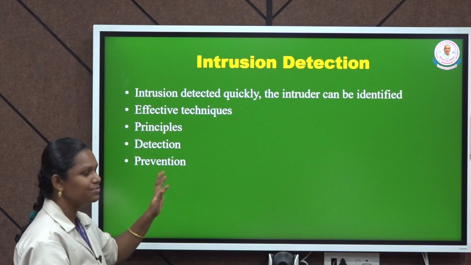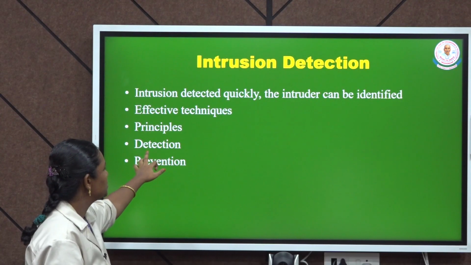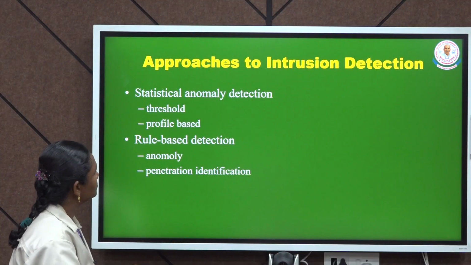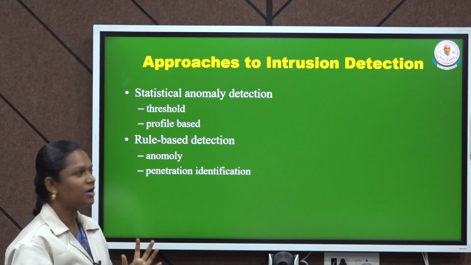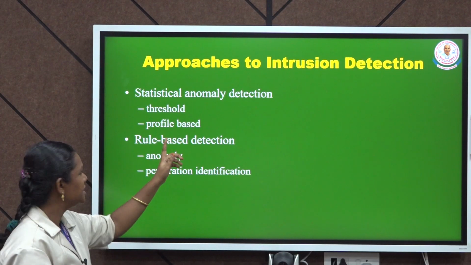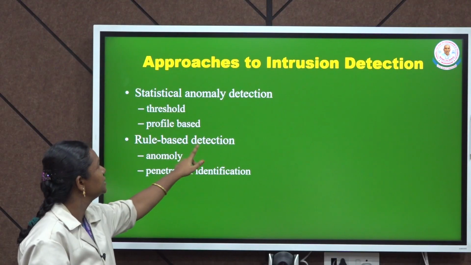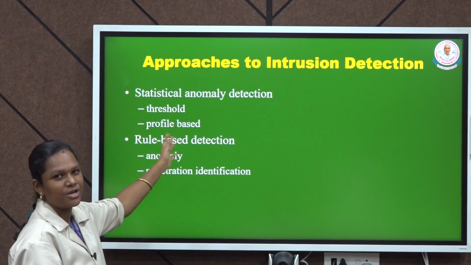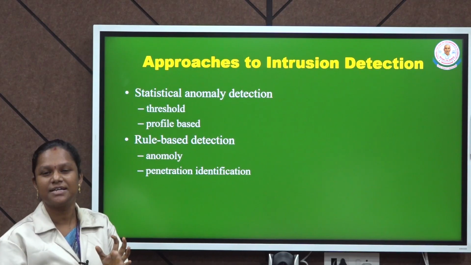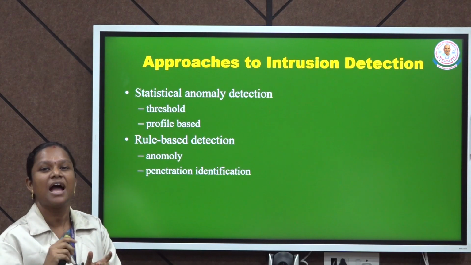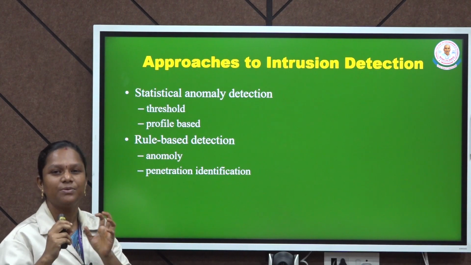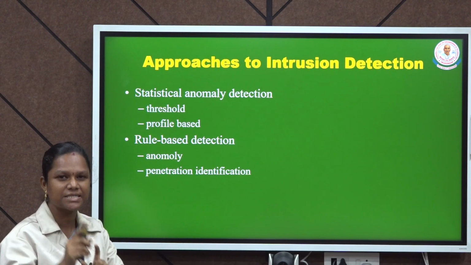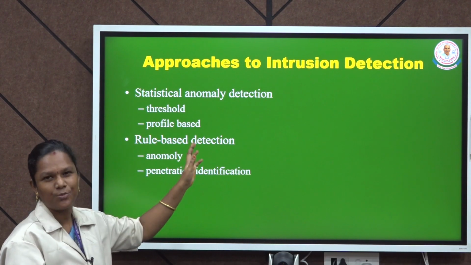The basic principles are the intrusion detection system and the intrusion prevention system. The basic approaches are statistical anomaly detection and rule based intrusion detection. What is meant by statistical anomaly detection? We have to find the suspicious activity, the unwanted behavior, whether it is present or not. This is called statistical anomaly detection.